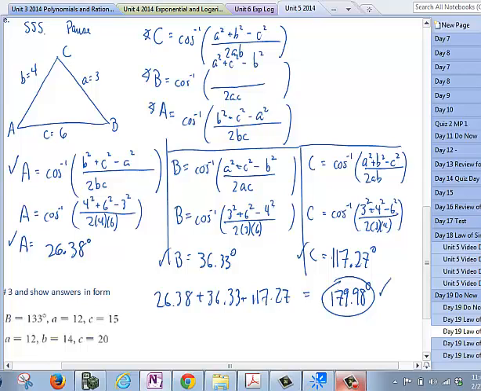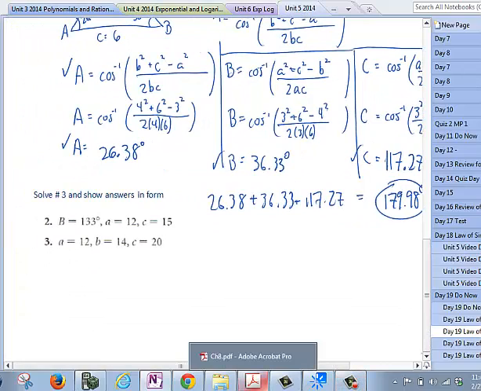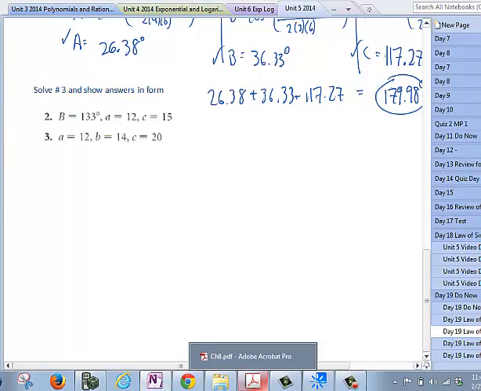So we all agree that the angles add up to 180, and their sizes should be proportional to their opposite side length. So A should be the smallest angle, which is 26.38. B should be the second largest because it's opposite the middle side, so it'd be 36.33. And C should be the largest because it's got the largest opposite side, and that's 117.27.